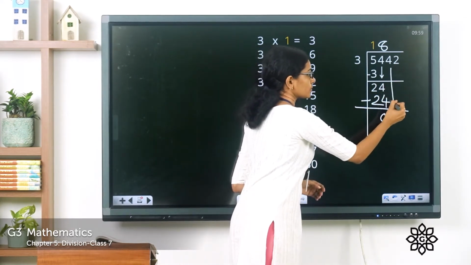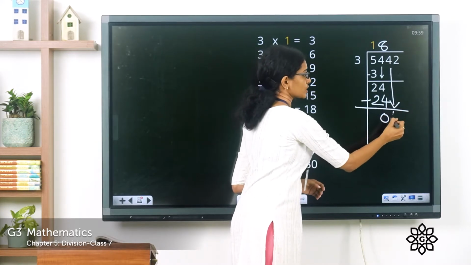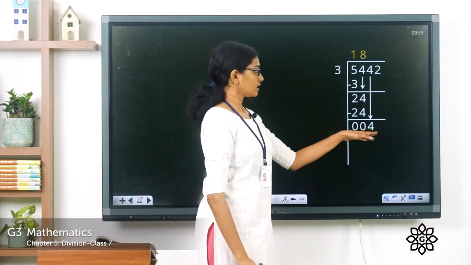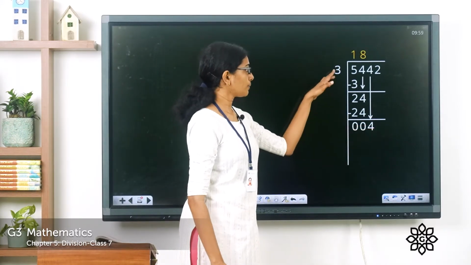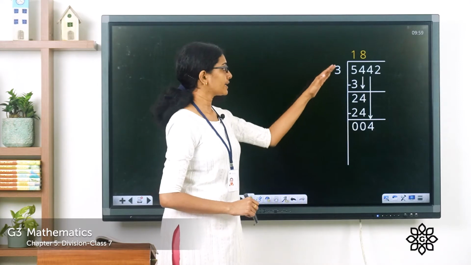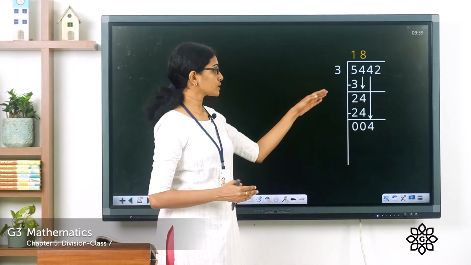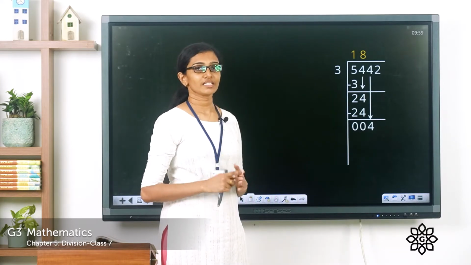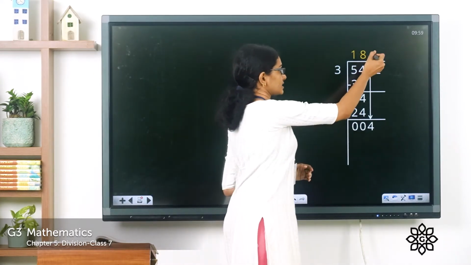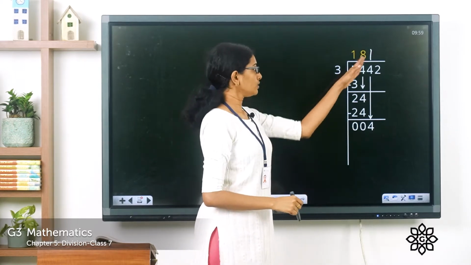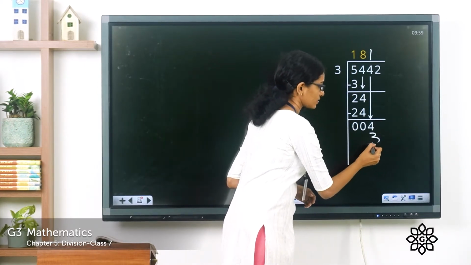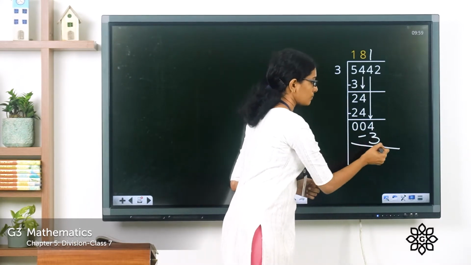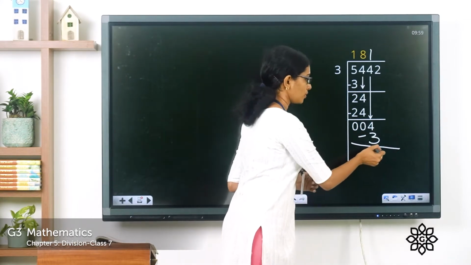The next step is to bring down the next digit, which is 4. Now we have 4 here. Now we have to divide this 4 by this 3. 4 divided by 3. How many 3's will go in 4? 3 1's are 3, but 3 2's are 6. So let's take 3 1's. So let's write that 1 here. Now 3 1's are 3. Let's write it right below the digit 4. Now subtract 4 minus 3, which is equal to 1.